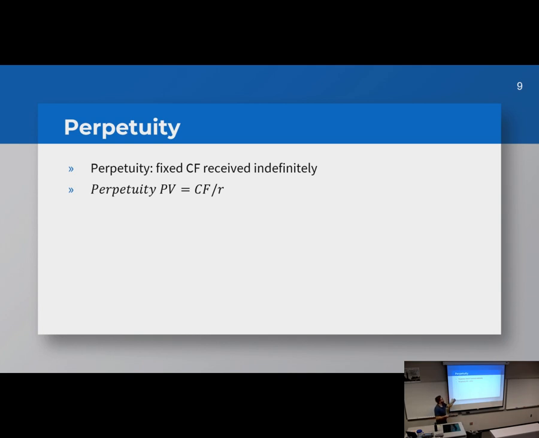The formula itself, though, is very straightforward, right? We have a fixed cash flow. You just divide that cash flow by the discount rate, and that's going to get you the value of the perpetuity.